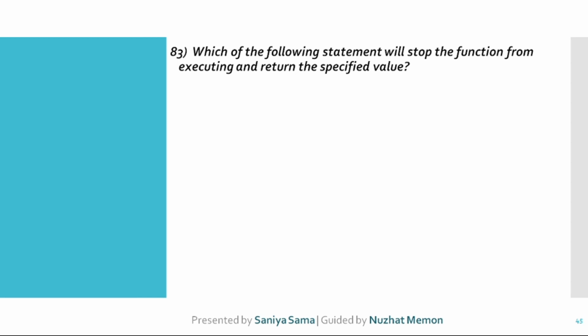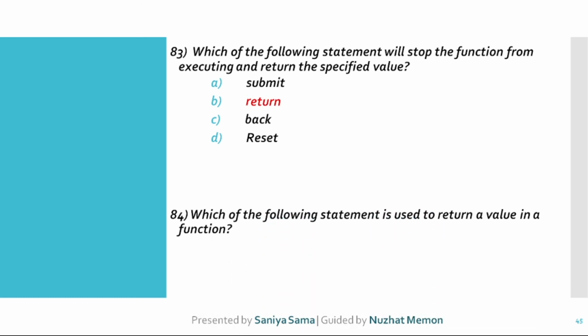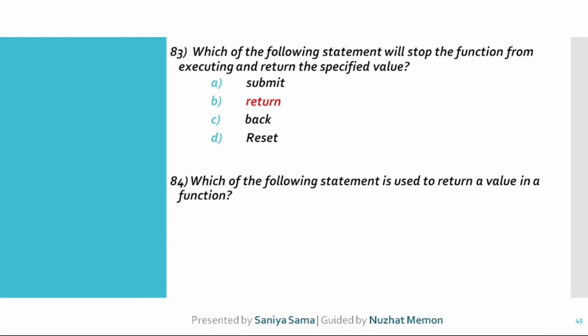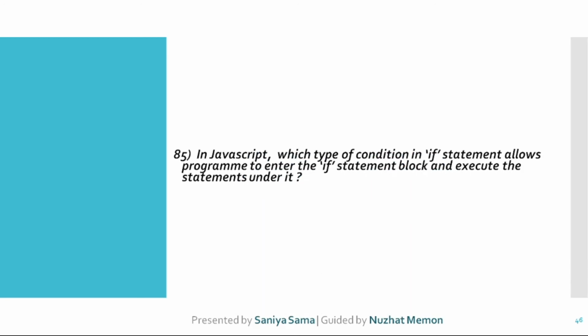83. Which of the following statement will stop the function from executing and return the specified value? Option A submit, option B return, option C back, option D reset. The answer is return. 84. Which of the following statement is used to return a value in a function? Option A return, option B function, option C select, option D send. The answer is return.